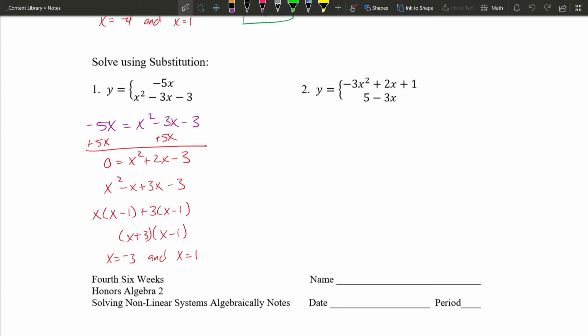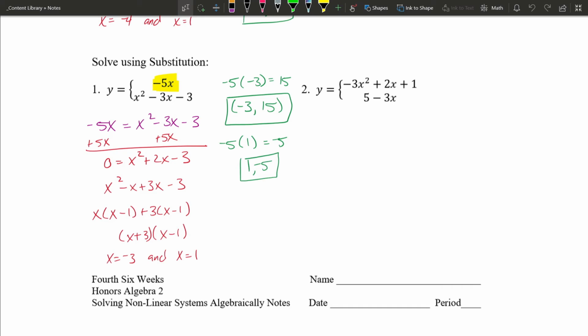What I'm going to do is plug those in. I'm going to choose the first equation because that seems easier. Negative 5 times negative 3 equals 15, so our first point will be negative 3, 15. And then the other one will be negative 5 times 1, so that'll be negative 5, and our second point will be 1, negative 5. So I personally think this is way less work than graphing.